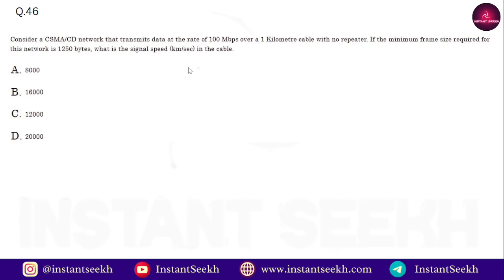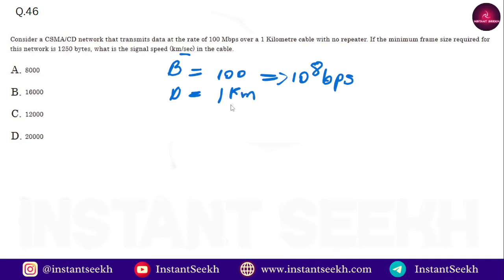First, the data given: bandwidth is 100 Mbps, which we can evaluate to 10^8 bits per second. Remember we need to get it to per second. Then the distance is 1 kilometer. The frame length L is given as 1250 bytes.